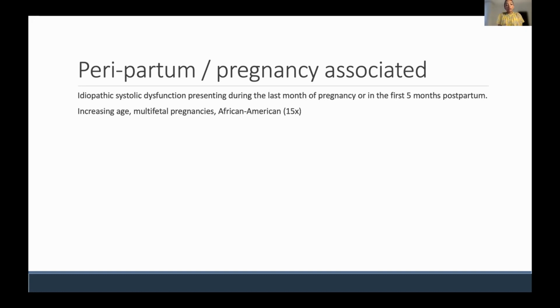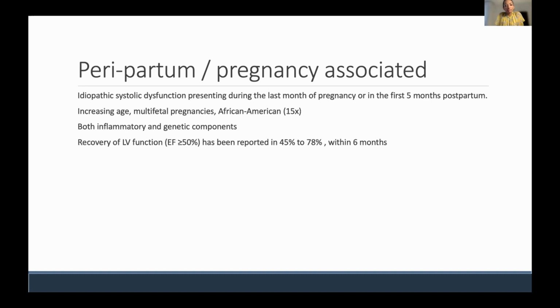Risk factors for peripartum cardiomyopathy are increasing age, multifetal pregnancies. Importantly, African Americans have a much higher risk of developing peripartum cardiomyopathy. Other risk factors are hypertension, preeclampsia, gestational diabetes. The mechanism is not clear, but it is felt to have both inflammatory and genetic components. The inflammatory component is felt to be an autoimmune mechanism, and there is thought to be an association of prolactin causing an autoimmune response in the myocytes leading to damage.